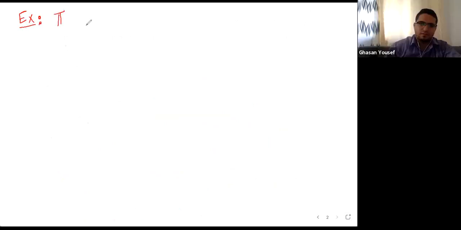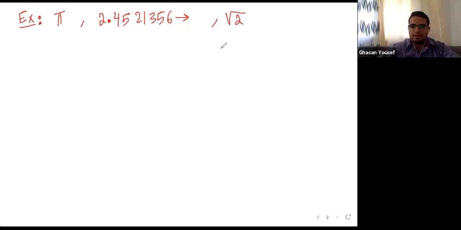Okay, so next slide here, for example, pi is 3.14159 and the decimal is not repeated, I mean, it goes on. Another example, square root of 2. If you do square root of 2 in the calculator, it gives me a huge number and the number is not repeated. Another example, square root of 3 is the same idea. It cannot be written in the form m/n. So all these numbers are called irrational numbers.